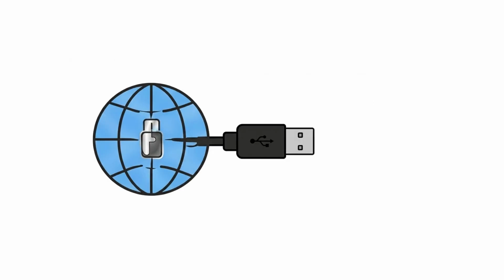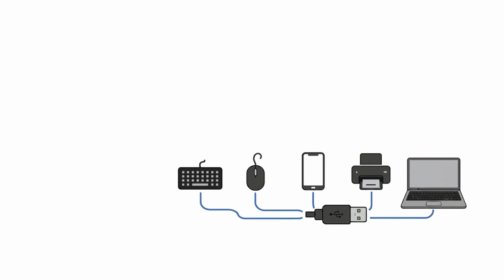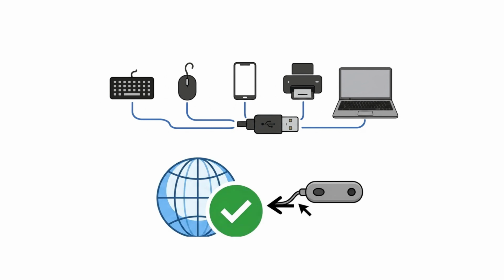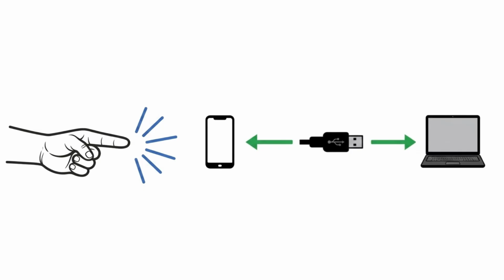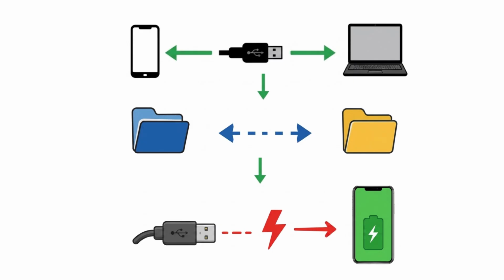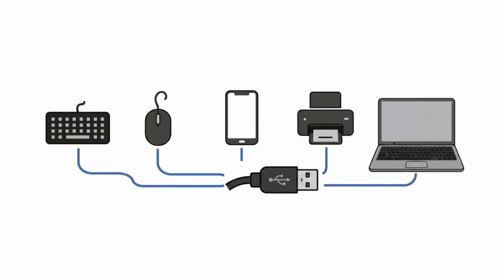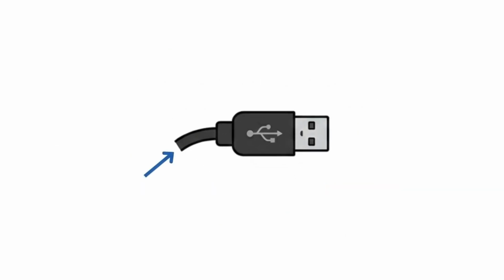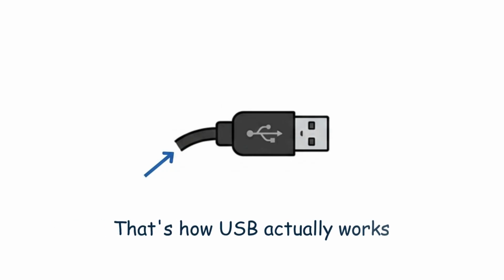So why did USB become the global standard? Because it solves many problems at once. It's simple, it's reliable, it's flexible, and it works with almost every device. That combination is why it became universal. So in simple terms, USB is a communication system. It connects devices, it transfers data, it delivers power, and it allows everything to work together instantly, all through a small cable. And that's how USB actually works.